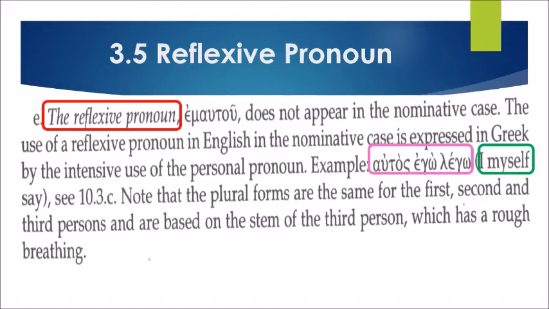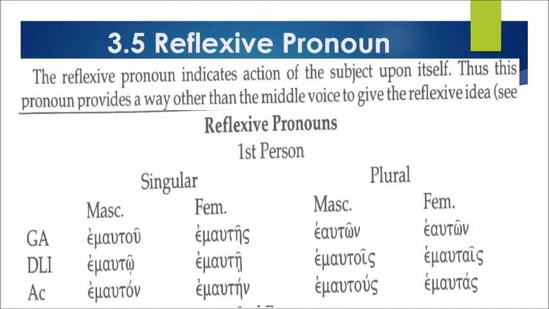Note that the plural forms are the same for the first, second, and third persons and are based on the stem of the third person, which has a rough reading. So the reflexive pronoun indicates action of the subject upon itself. Thus, this pronoun provides a way other than the middle voice to give the reflexive idea.